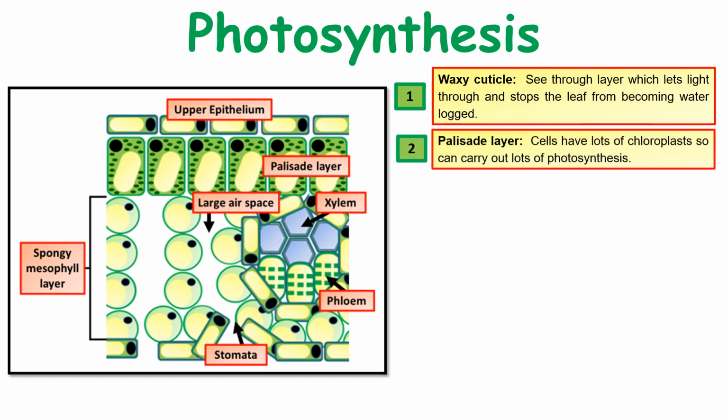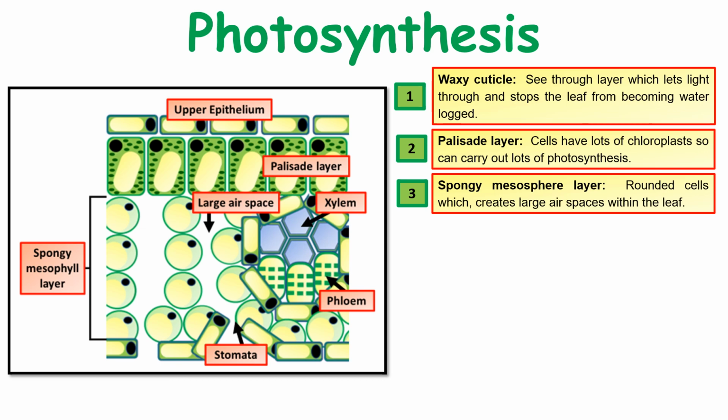Below that, we have the palisade layer. Palisade cells have lots of chloroplasts because this is where they're going to carry out photosynthesis. Bear in mind that the palisade layer is at the top of the leaf, so this is the section that will probably be getting the most light, or the greatest light intensity.